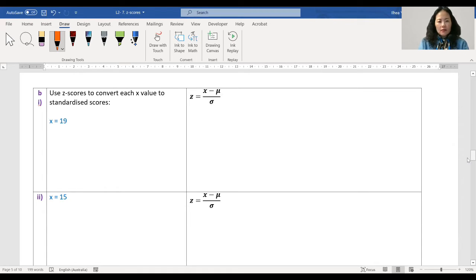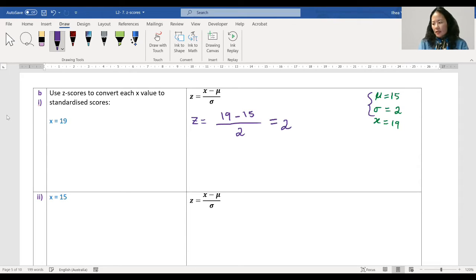So first one, Z equals, before I do that, I'm just going to put all the information I had. Mu, my mean was 15, and my standard deviation was 2, and my raw mark for this one is 19. So raw mark 19, take away the mu 15, and standard deviation is 2. Okay, so you put that in your calculator, you will get 2. So what does that mean? It means 19 is 2 standard deviations above the mean. I'm going to write that down here.